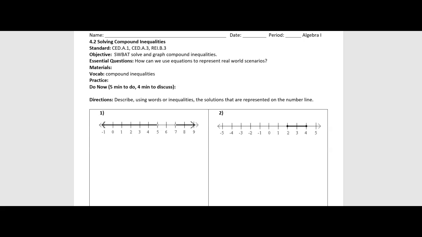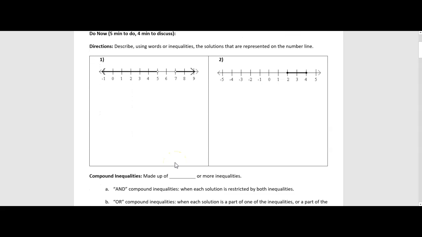Today we're going to continue our discussion on inequalities, but we're going to talk about some different types of inequalities, specifically compound. So in our last video, we just talked about single inequalities. Today we're going to be talking about two inequalities, and there's a couple different types we can have, but we'll get into that shortly.